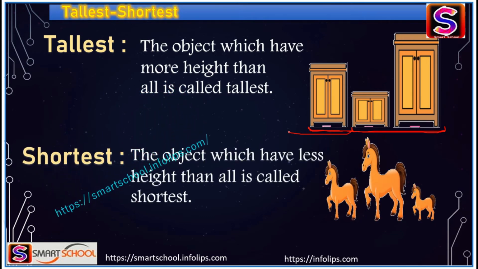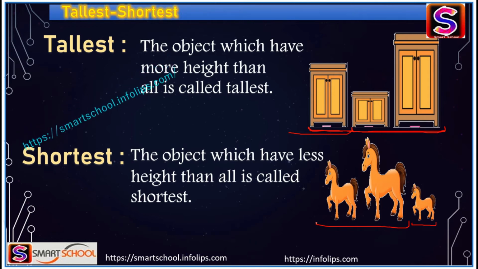Similarly, the object which has less height than all the others is called shortest. It means the object which has very less height than the other two or more. In this comparison, at least three objects should be there, or more than three. Then only you can say shortest or tallest, or shorter or taller. Okay.